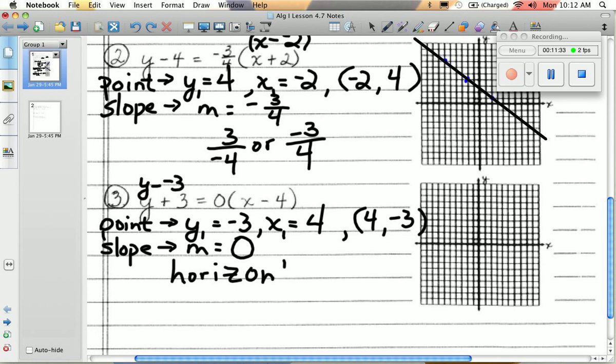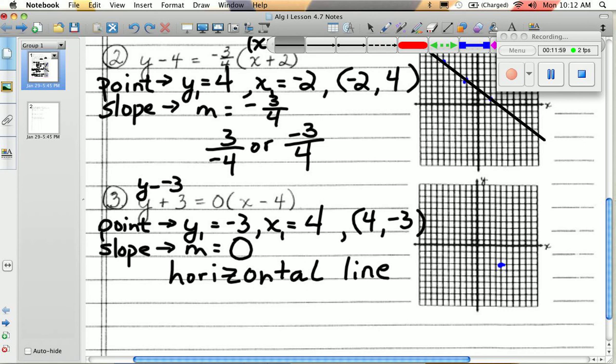A 0 slope means there is a 0 upstairs. That means there's no rise. It's just running. If it's running, it can only go back and forth, left and right, so it's a horizontal line. So we're going to put our point on our graph at (4, negative 3), our starting point here, and we'll take our ruler and draw a horizontal line. We don't need any more points. You know it's going to be a horizontal line, so through that point, draw yourself a horizontal line.